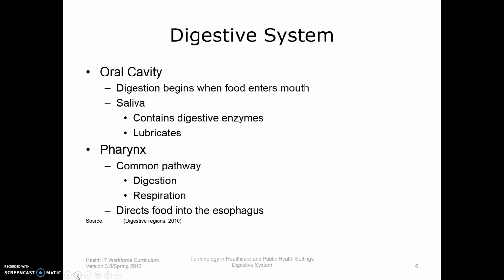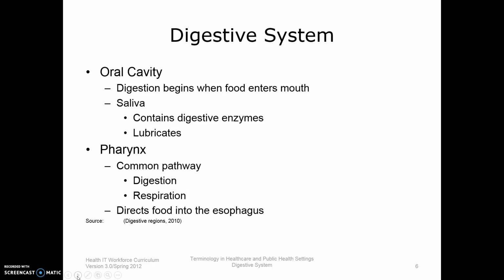Now let's discuss how each of the organs of the digestive system aids in achieving the functions we have previously discussed. The first step of digestion occurs in the oral cavity. When food enters the mouth, it mixes with saliva. Saliva contains digestive enzymes and helps in lubricating the food as it begins its journey through the digestive system.